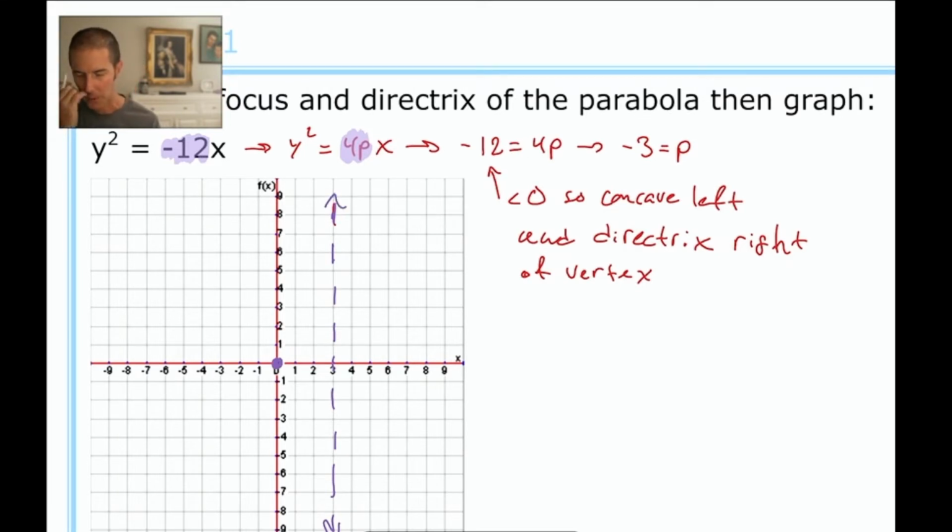I drew that quick sketch so that we know, and you could draw just that tiny little diagram over here. Concave left, directrix to the right. Dashed more than dotted. There we go. Okay, the other thing that we know is that the focus will be p units, in this case, to the left of the vertex.